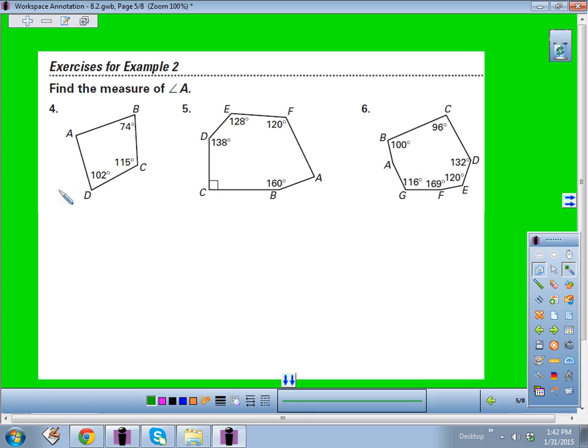So for the exercises, we need to first decide what is the sum of the interior angles of 4, 5, and 6. So take this time to try to work through 4, 5, and 6 on your own.